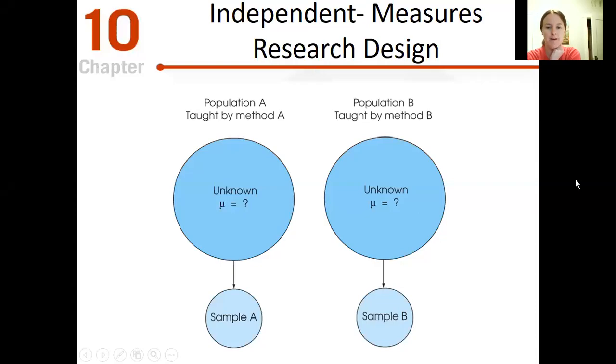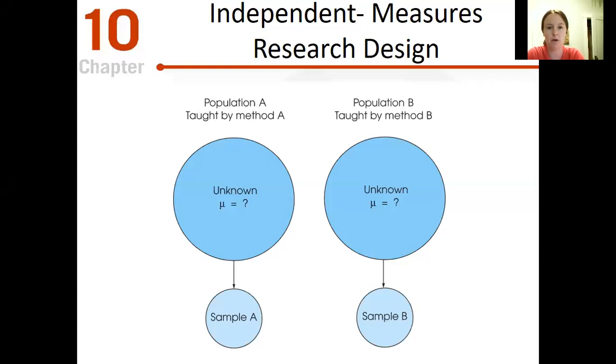Hi everyone, welcome to my next video where we're going to go through an independent measures t-test, okay? And just to re-jog everyone's memory, this is another version of the t-test. We've already looked at the single sample t-test. This is the two sample or the independent measures t-test.